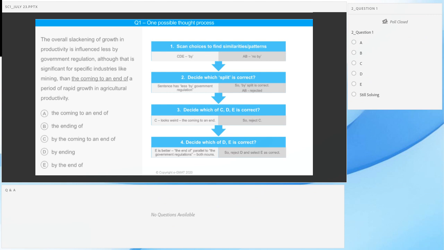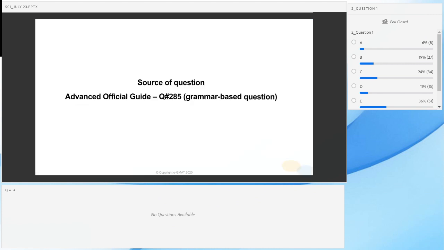But have you really solved this question correctly? Choice E is not the correct answer. I'm quickly broadcasting the result over here to show you that 36% of you, the majority of the class, actually landed up on choice E. Choice E is the most popular answer choice for this question right now. But choice E is not the correct answer. So what happened? What is going on with this sentence?